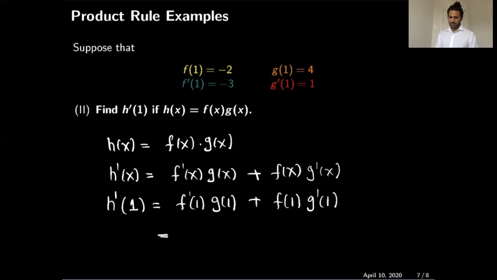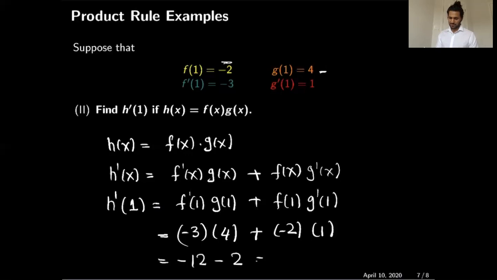So now substitute these values. The value of the derivative of f at 1 is -3. The value of the function g at 1 is 4. The value of the function f at 1 is -2. And the value of the derivative of g at 1 is just 1. So this will become -12, that will become 2. So your answer is -14. This is a very interesting problem, and sometimes you will see these kinds of problems in your exam questions.